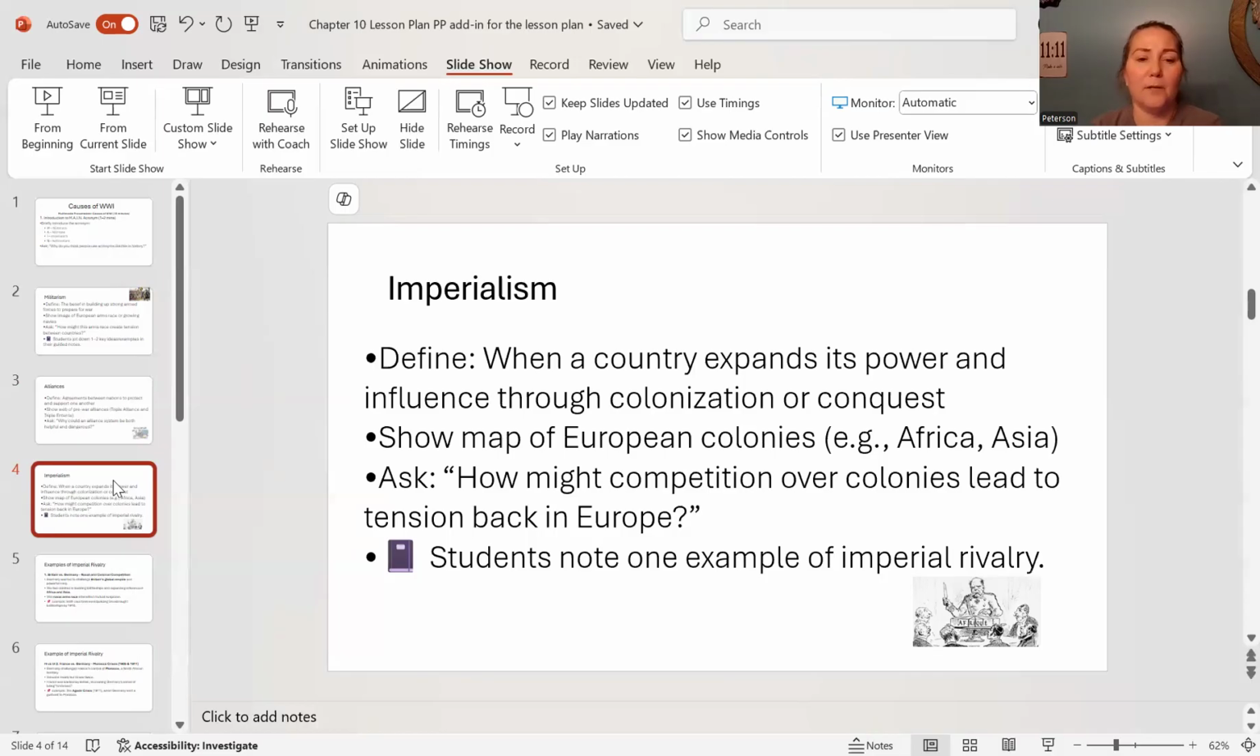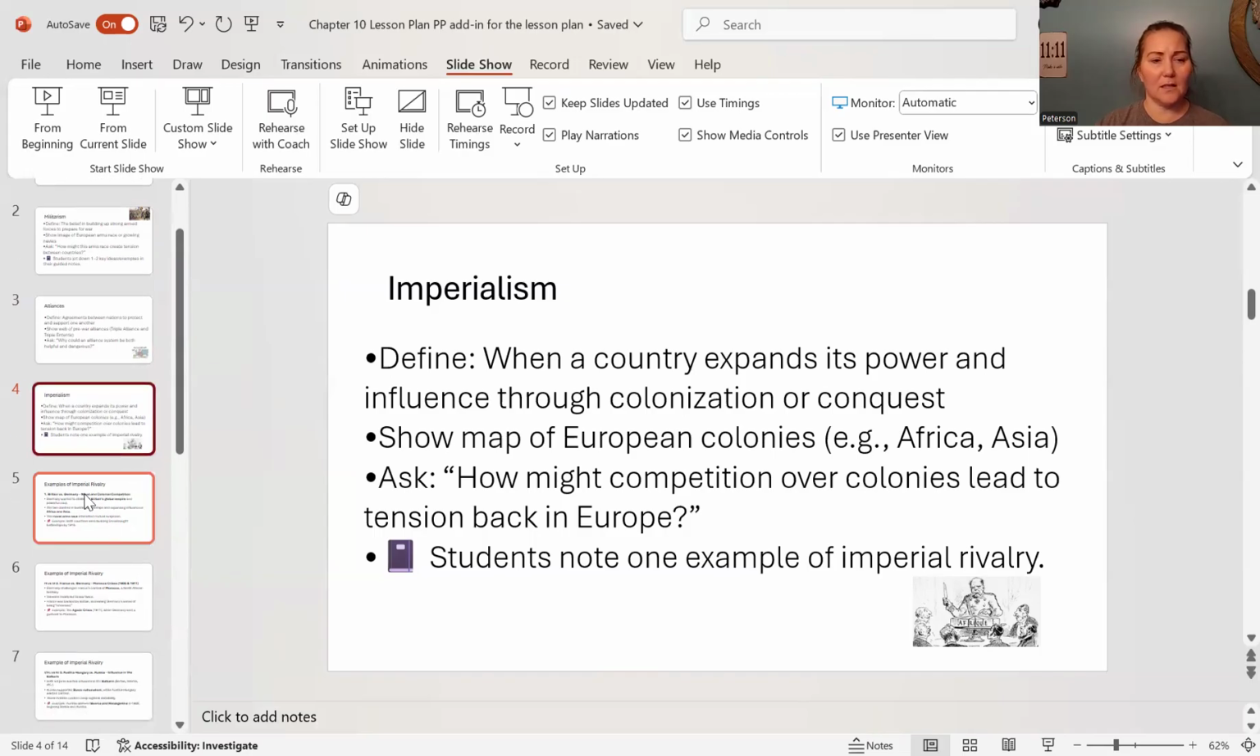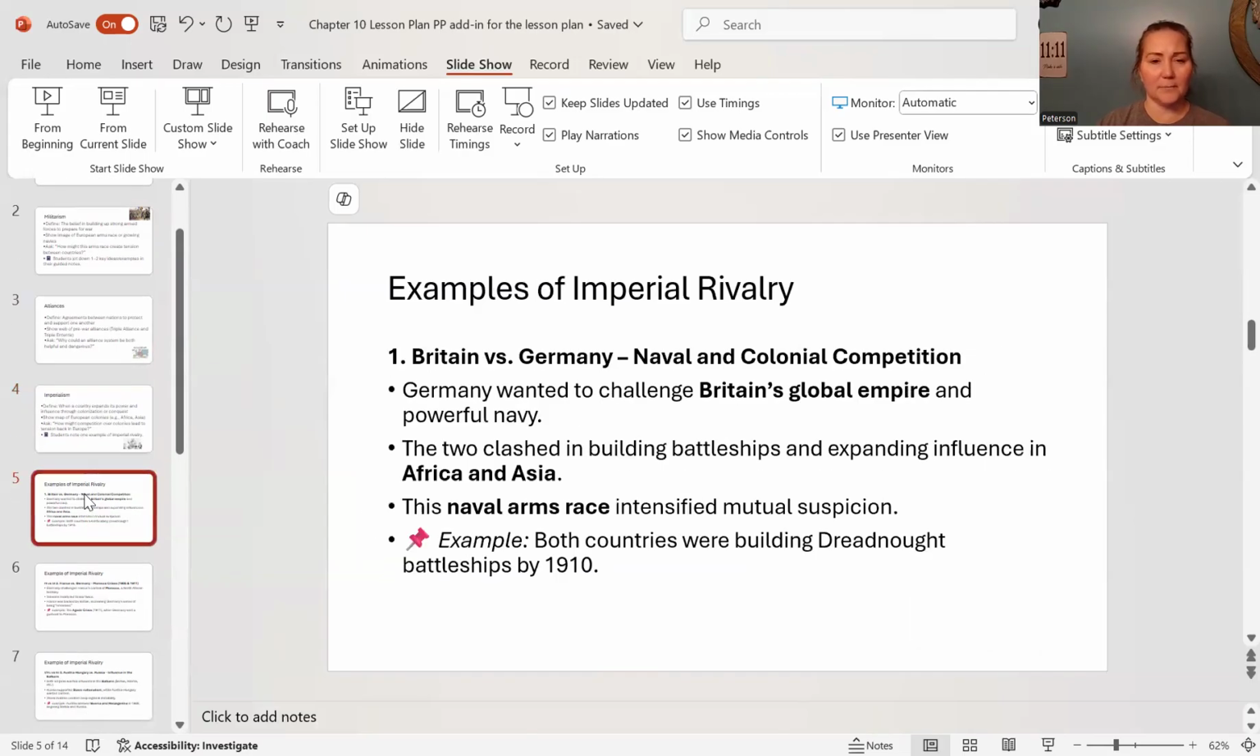We are on to I, imperialism. The definition of imperialism: when a country expands its power and influence through colonization or conquest. For example, here it says show map of European countries. So when a country expands its power, if suddenly you start out very small and you start getting very big, you have other competition that's, hey, wait, I want a piece of that too.